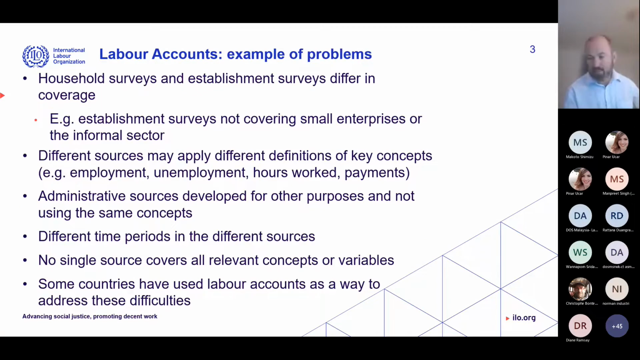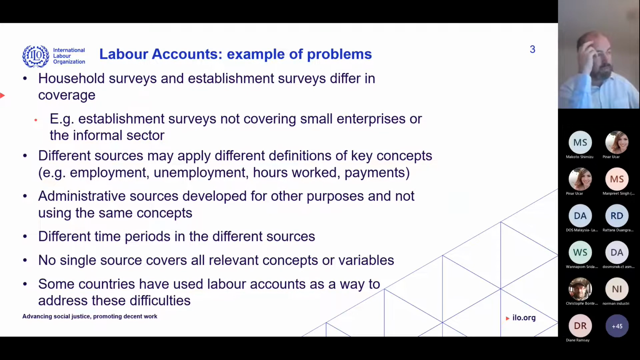So some examples of more specific problems that we face. Well, household surveys and establishment surveys differ in coverage. So depending on the country, you may have an establishment survey that doesn't cover small enterprises or the informal sector. So you'll have holes in coverage depending on which type of source you use.